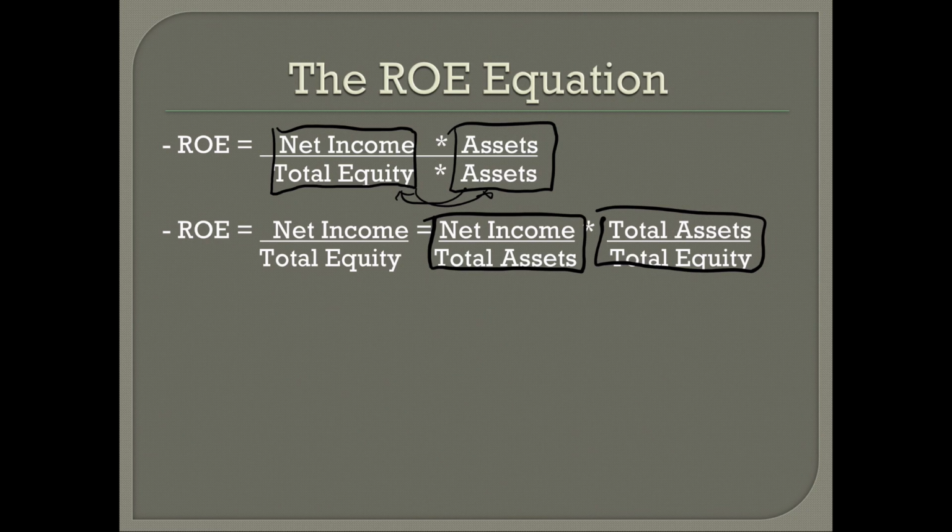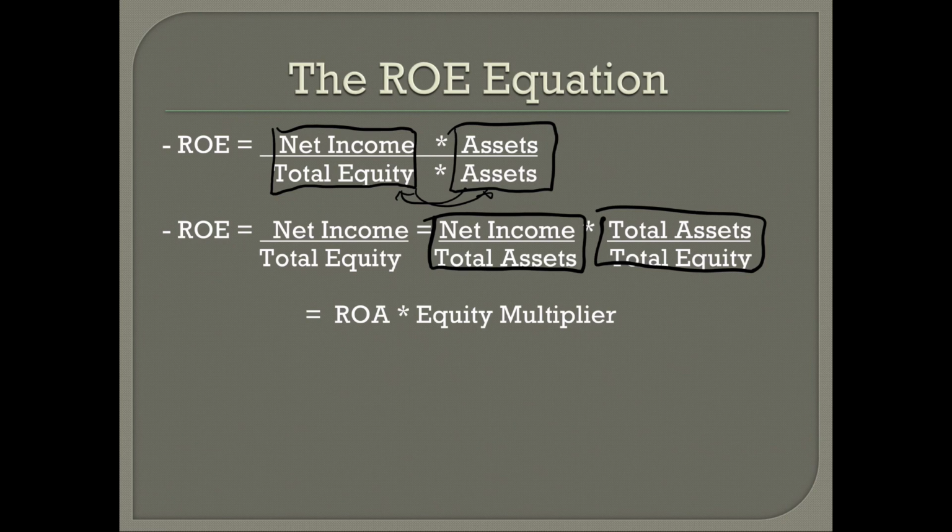Now these two equations should not look foreign to you. What is net income divided by total assets? That is simply ROA. And what is total assets divided by total equity? That is your equity multiplier. So ROA was one of our profitability ratios. Equity multiplier was one of our leverage ratios.